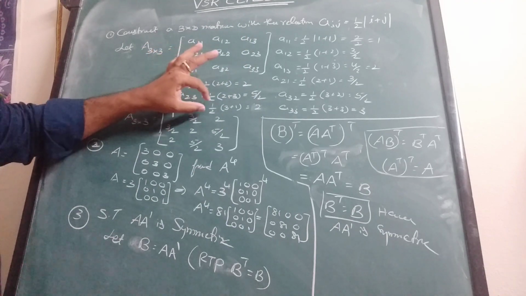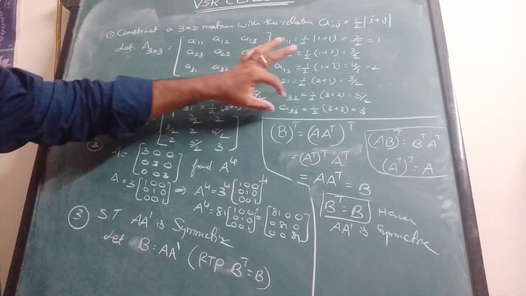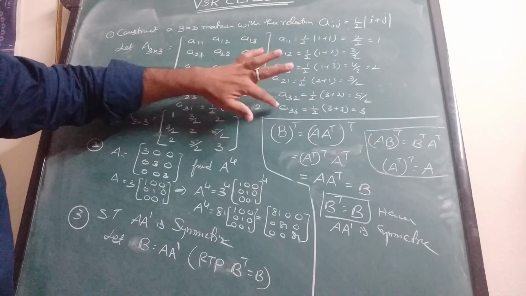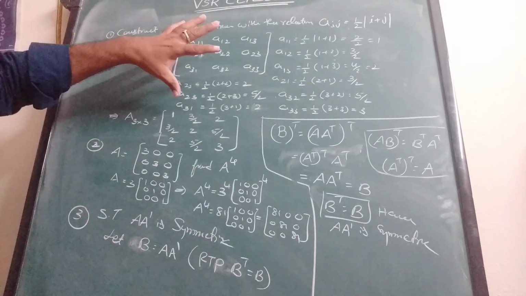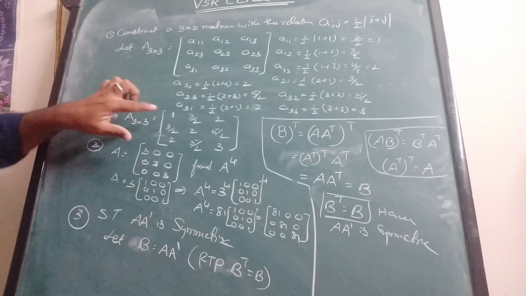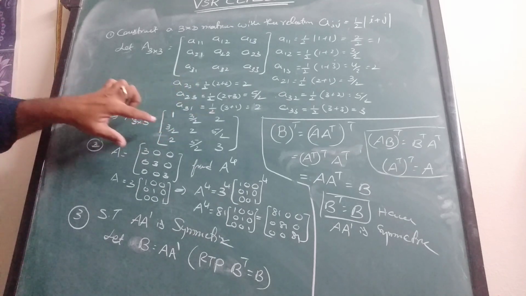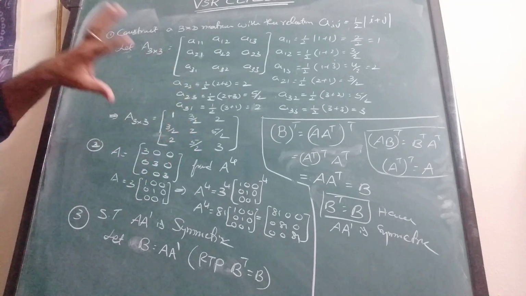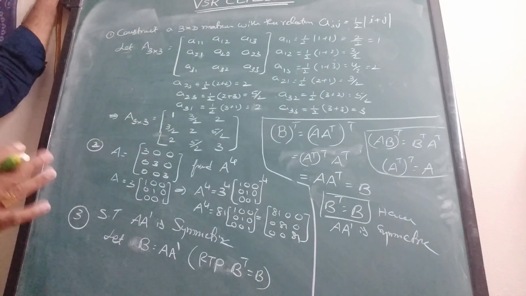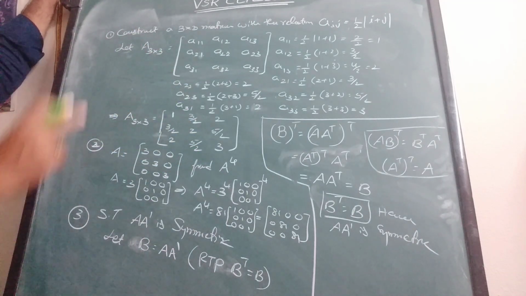And A31 of 3 plus 1, that is 2. Like this, we got the 3 cross 3 matrix, and A33 of 3 plus 3 is equal to 3. Now, these values you have to substitute. So 1, 3 by 2, 2, 3 by 2, 2, 5 by 2, 2, 5 by 2, 3. This is your required matrix for that relation.